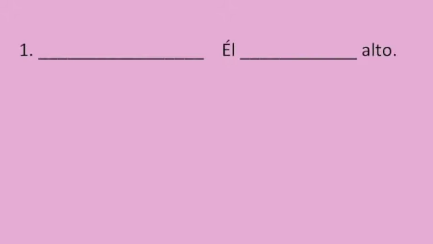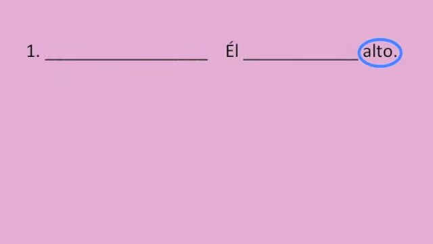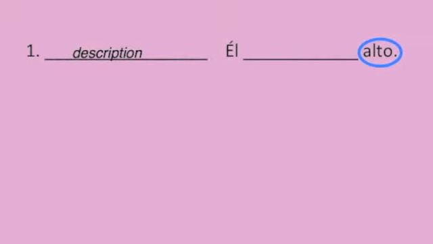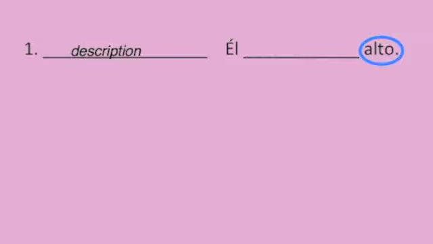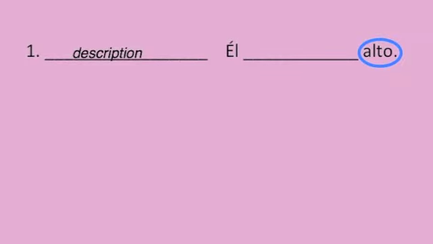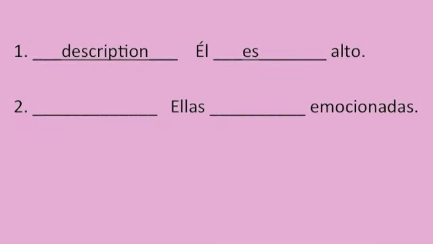Number 1. El blank alto. Well, I'm noticing that alto is a description word, and I know that it means tall. So I'm going to put description in the blank to the left-hand side. I know that we use ser for descriptions, so I'm going to think about what form of ser needs to go in the blank. Because my subject is el, I'm going to use es. My sentence for number 1 now reads El es alto. Let's look at number 2.